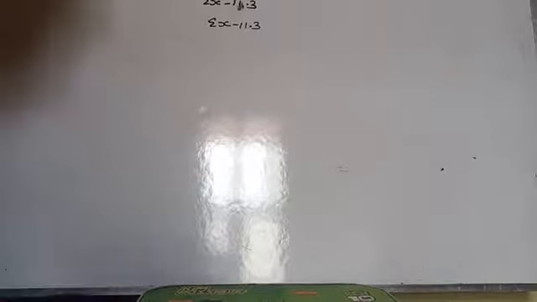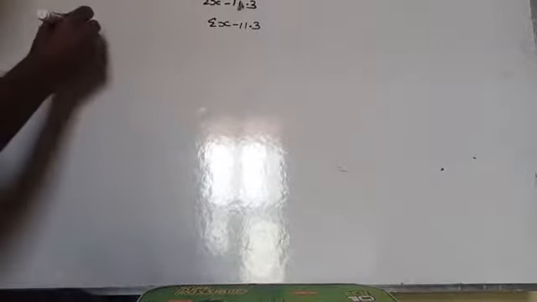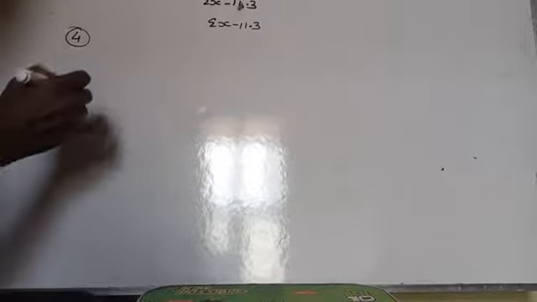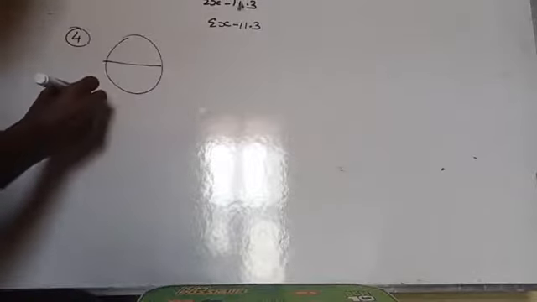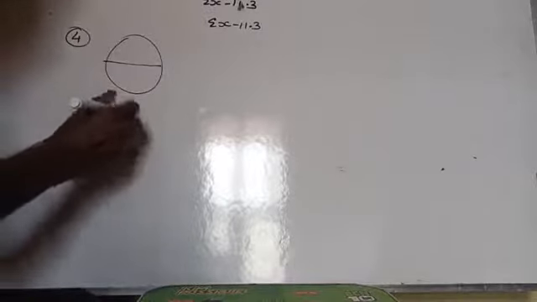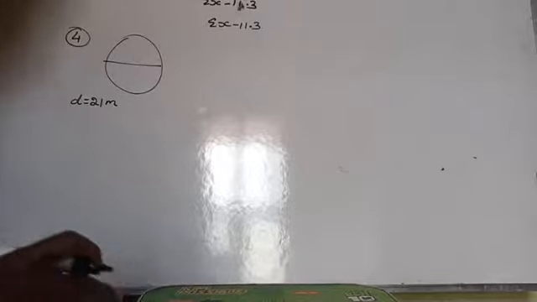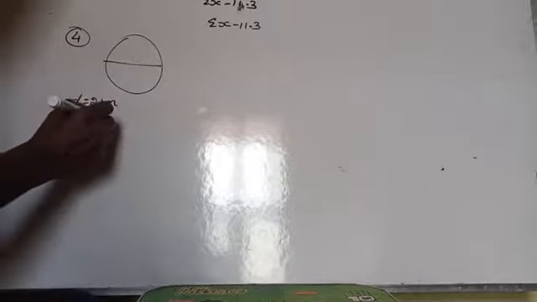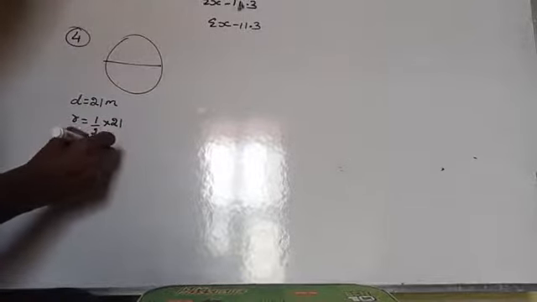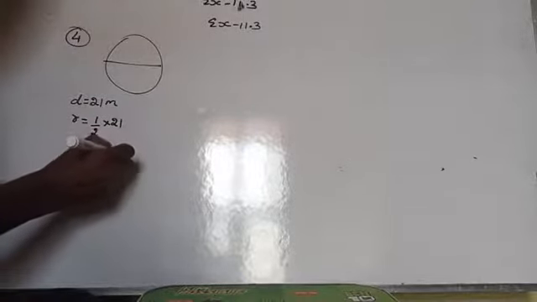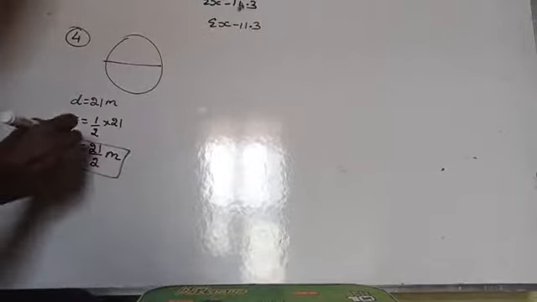The question is, a gardener wants to fence a circular garden of diameter 21 meter. Then what will be the radius? The radius is half of the diameter, that is half of d, which is equal to half of 21, which is equal to 21 by 2 meter. Okay, we found the radius.